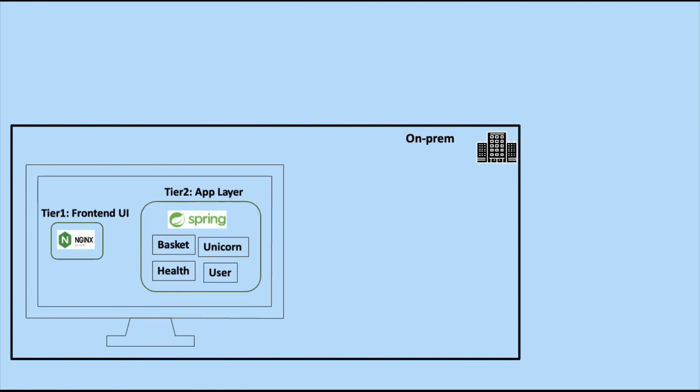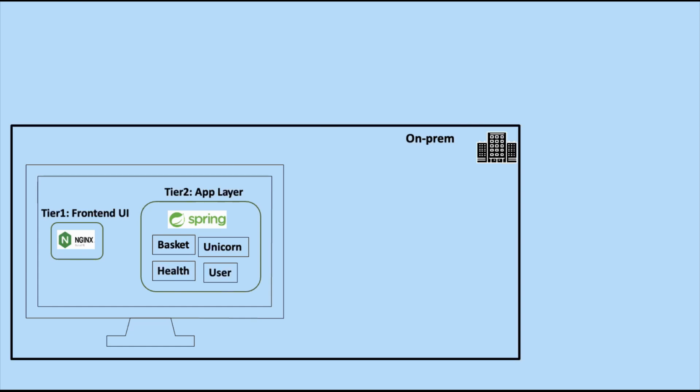So on the on-prem infrastructure, we have one server. This could be a virtual machine or a physical machine. And in the server, we have the front-end UI application running. It is based on Nginx, and this is called Tier 1. So this is the primary interface to the end users. Then we have one more application, which is based on Spring Boot, and this is doing actually the business logic. This is the second layer, which is called Tier 2. This is also called a business layer or an application layer.